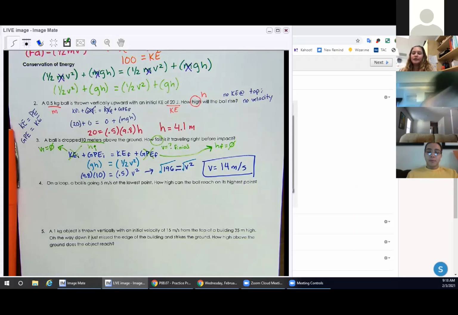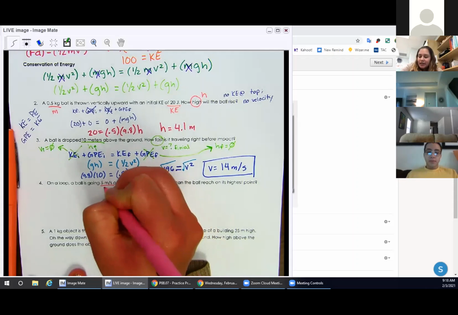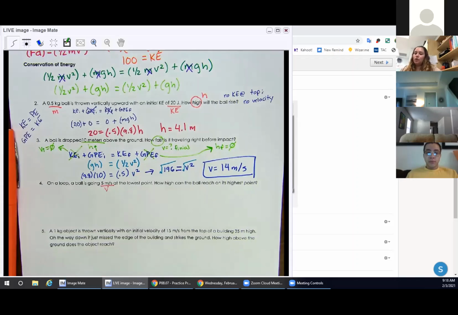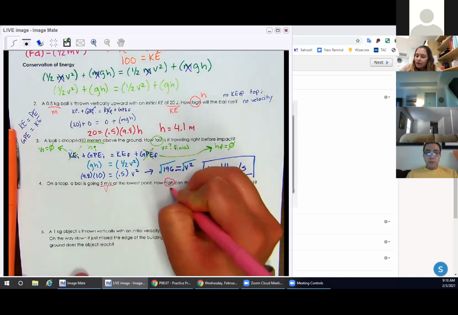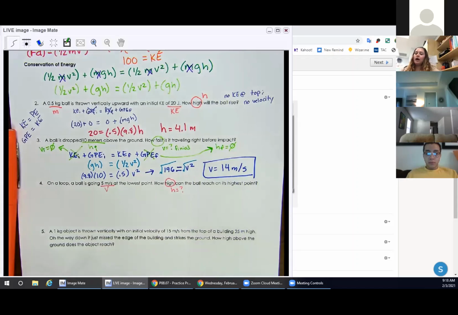On a loop, a ball is going 5 meters per second at its lowest point. How high can the ball reach at its highest point? All right, so we only know one thing on this problem. We know the ball is going 5 meters per second at its lowest point. We want to know how high it can go at its highest point.